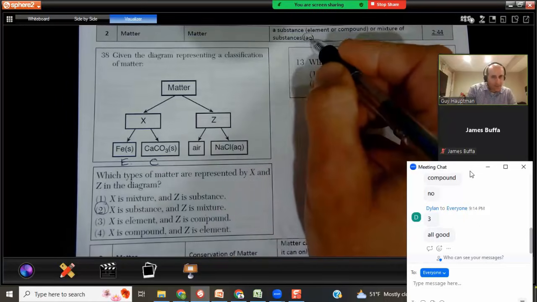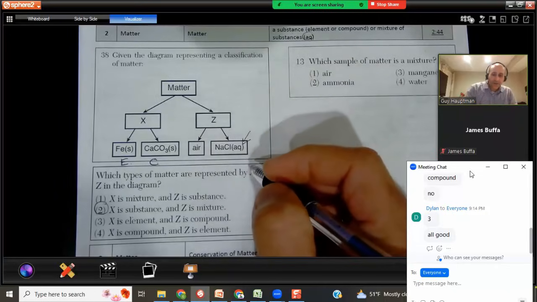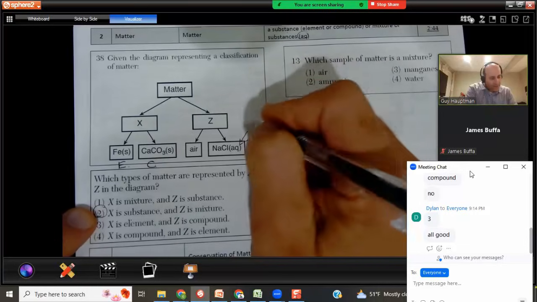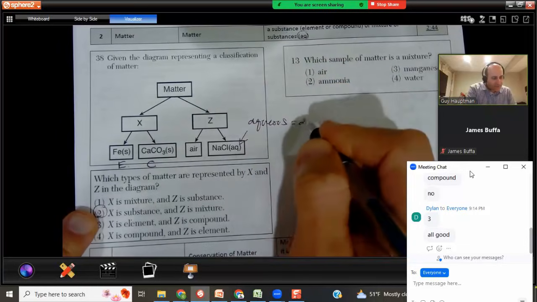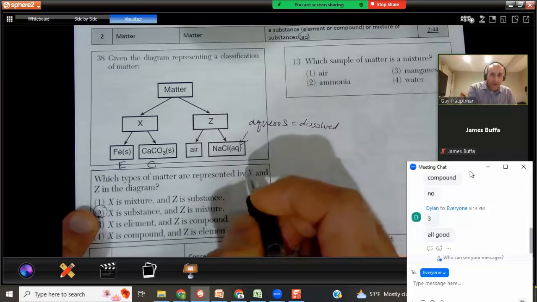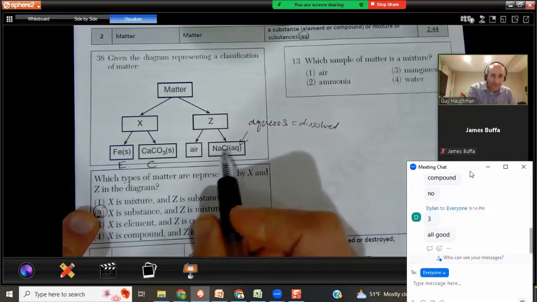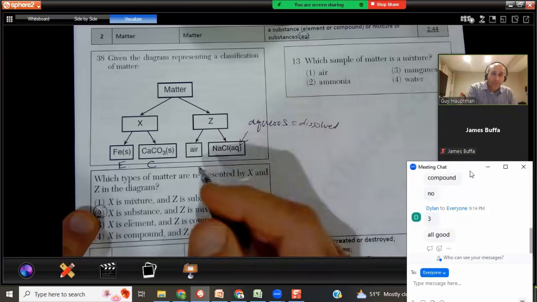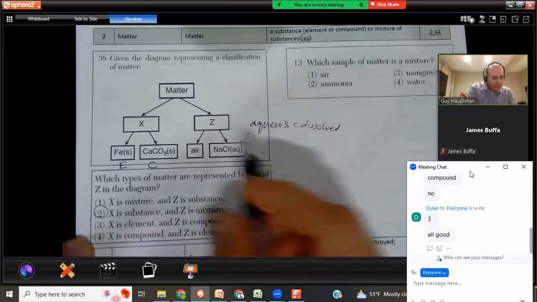Okay. And oh, you see that right there? The AQ? The AQ is your clue that they're talking about a mixture. Again, AQ stands for aqueous, which means dissolved in water. Dissolved in water is abbreviated AQ. So when sodium chloride, which is NaCl, is dissolved in water, it forms a salt-water mixture. Okay, so Z is a mixture, X is a substance.